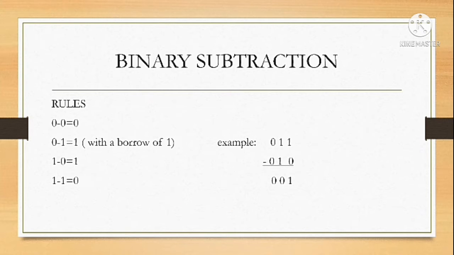Binary subtraction. Here are the rules for binary subtraction. For example, we have 011 minus 010. So let's subtract the first column. 1 minus 0 is 1. 1 minus 1 is 0. 0 minus 0 is 0.